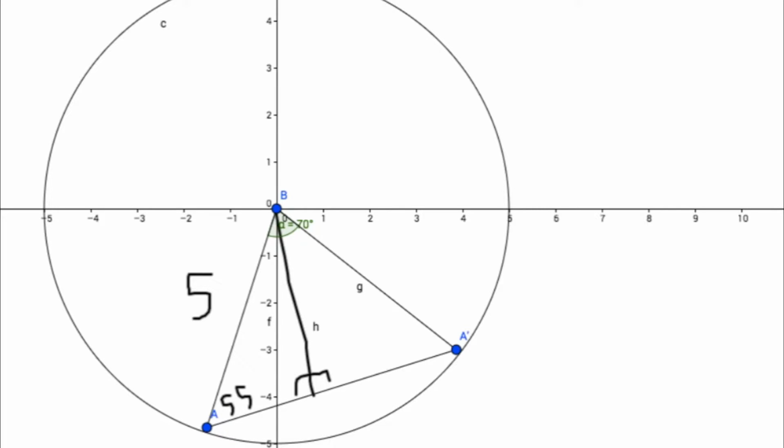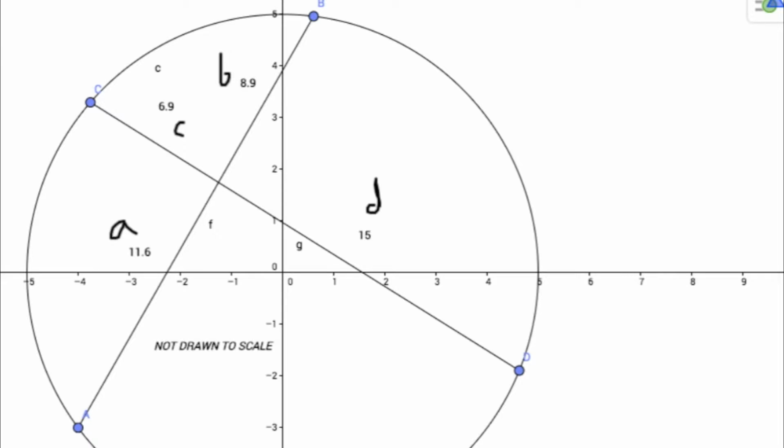With this information, you can use trig to calculate the chord's length. Simply multiply the radius by 2 to get 10 times the sine of 35, and you get your answer, 5.736. The vertical angle theorem states that this angle here and this angle here, the vertical angles, would be equal, while this angle right here and this angle right here would be supplementary.